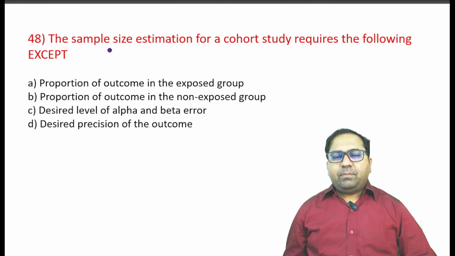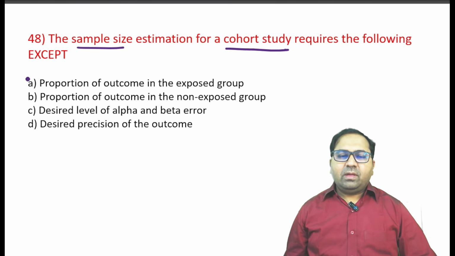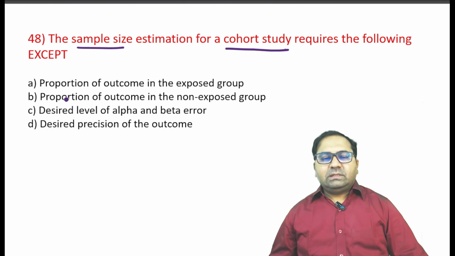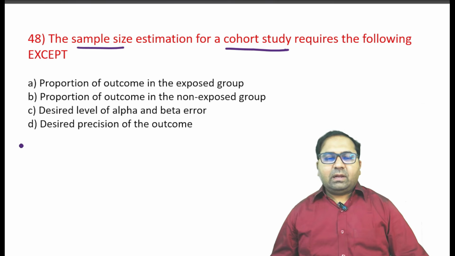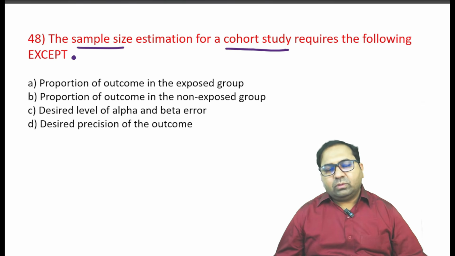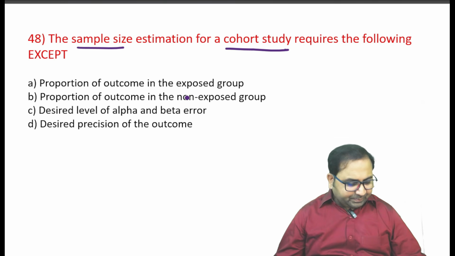Next question. The sample size estimation for a cohort study requires the following except. For a cohort study, he is asking the sample size. Okay. The options are A. Proportion of outcome in exposed group. B. Proportion of outcome in the non-exposed group. C. Desired level of alpha and beta error. Or D. Desired precision of the outcome.